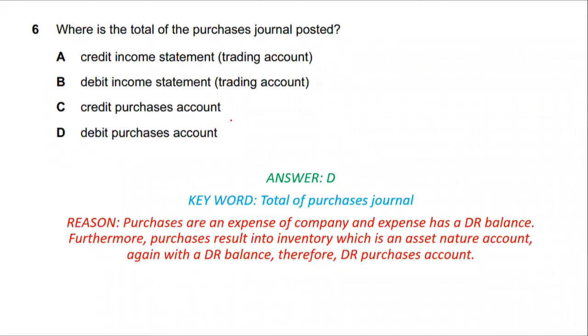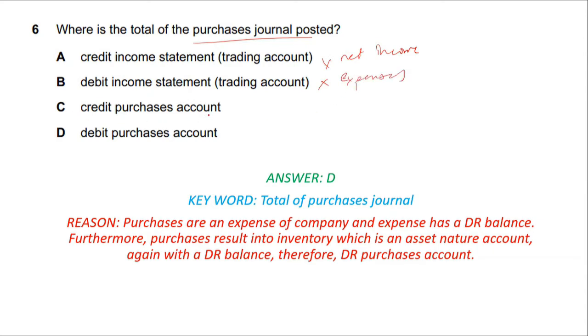Multiple choice 6. Where is the total of purchases journal posted? So where would the company post the total of the purchases journal? Credit, income statement, trading account, no, this is about net income, so not really the right option. Debit, income statement, trading account, no, that's incorrect, because this is more or less talking about expenses.